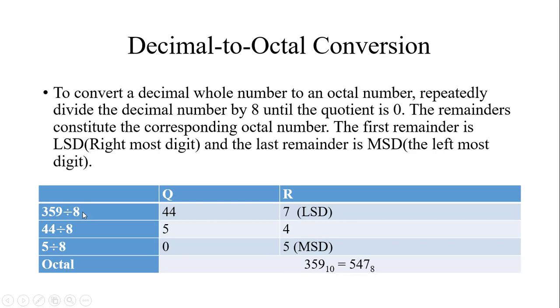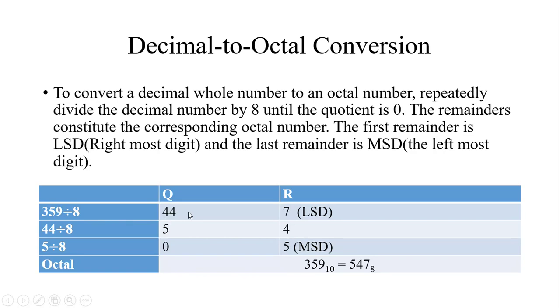The division procedure is the same as we have discussed in the binary number system. The only difference is here we divide the decimal number by 8. To convert a decimal whole number to an octal number, repeatedly divide the decimal number by 8 until the quotient is 0. The remainders constitute the corresponding octal number. The first remainder is the LSD, the rightmost digit, and the last remainder is the MSD, the leftmost digit.